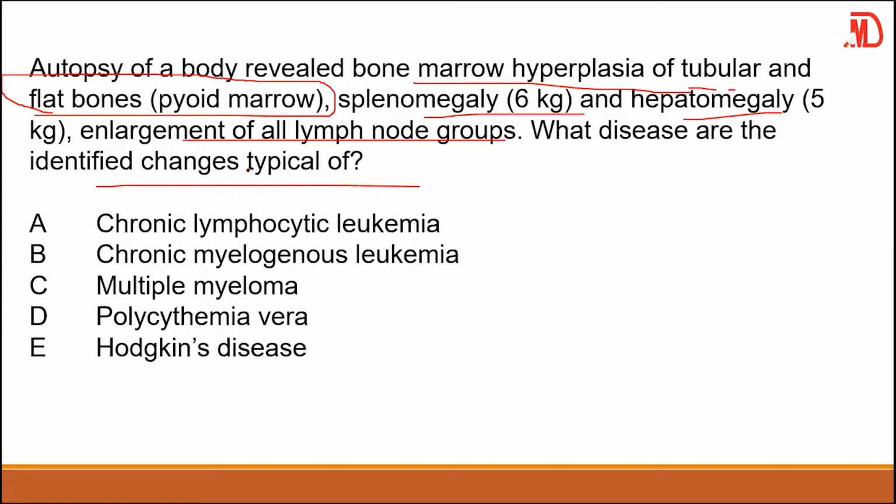So first of all, you know that we're having a leukemia because they've told you that we're having a bone marrow hyperplasia. You know that bone marrow is the primary site for blood regeneration. So all your blood is coming from the bone marrow. So that is where regeneration takes place. So if you're having hyperplasia, that means you're going to have a leukemia or a blood cancer.